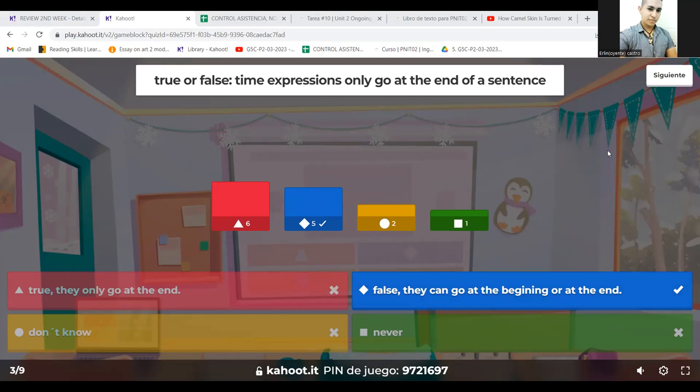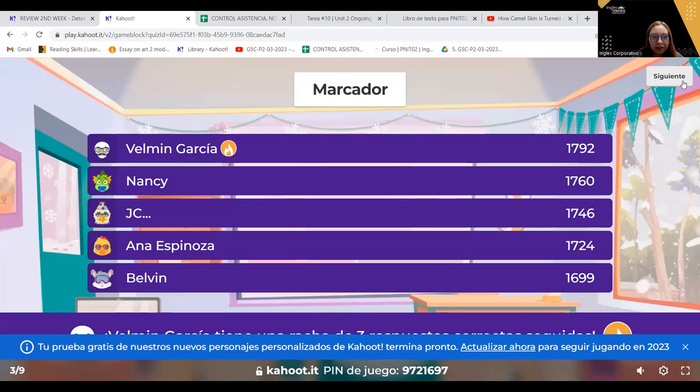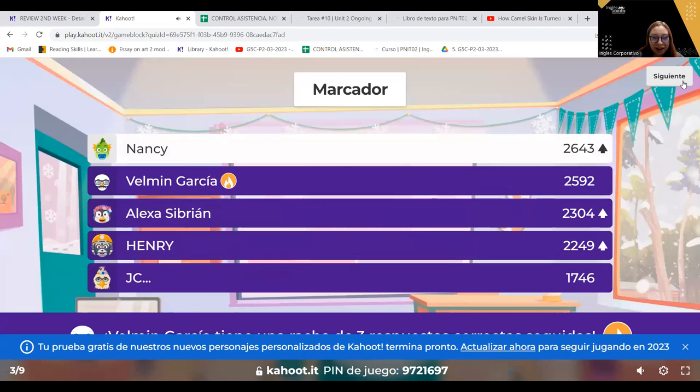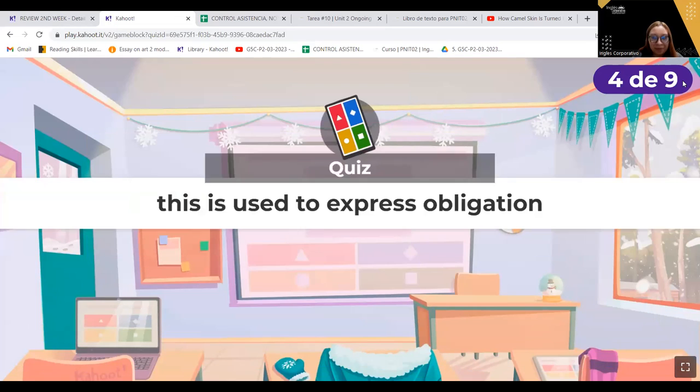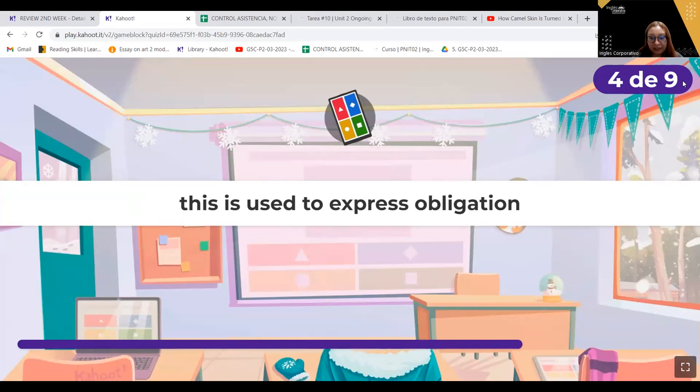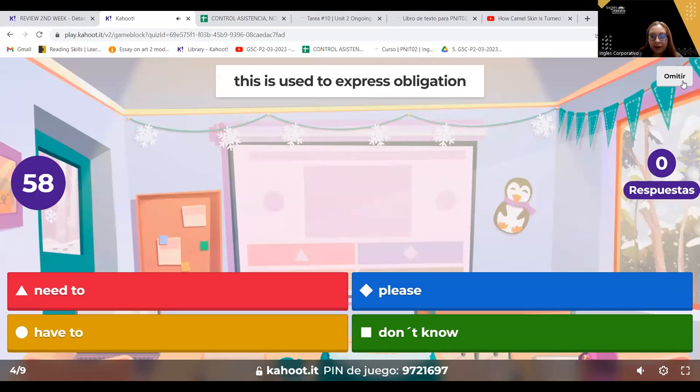Okay, good. Vamos a ver cómo vamos con esa lista ahorita. Sí, muy bien. Vamos con la número 4. This is used to express obligation.